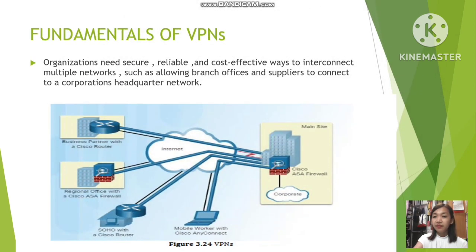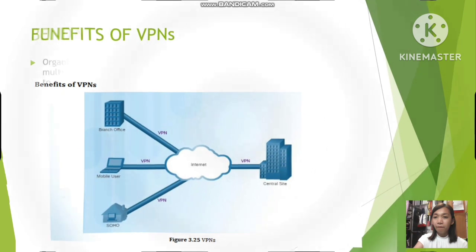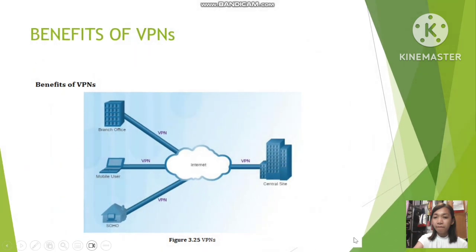Next, we have the fundamentals of VPNs. So here in the fundamentals of VPNs, as shown in the figure, organizations use VPNs to create an end-to-end private network connection over third-party networks such as the internet. The tunnel eliminates the distance barrier and enables remote users to access central site network resources. A VPN is a private network created via tunneling over a public network, usually the internet.